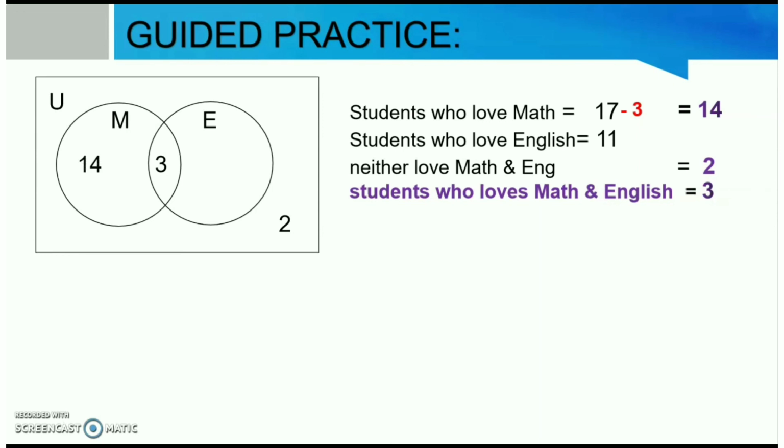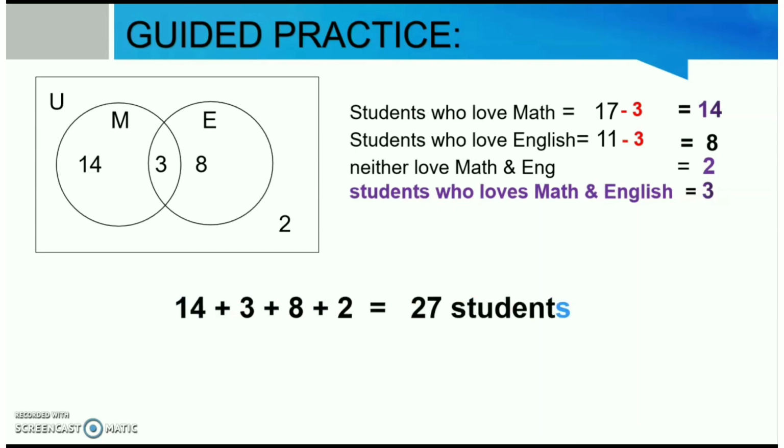Okay, ngayon makukuha na rin natin yung students who love English only by subtracting 3. So, 11 minus 3 will give us 8. Okay, so students who love English only is 8. Okay. Now, for checking, i-add natin siya lahat kung magto-total siya sa 27 students. Okay, we have 14 plus 3 plus 8 plus 2 is equal to 27 students.